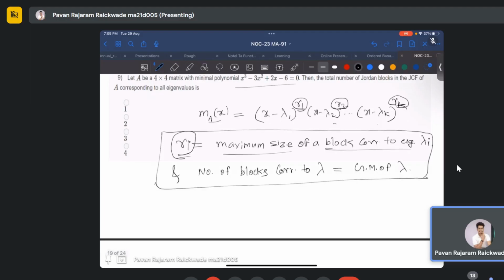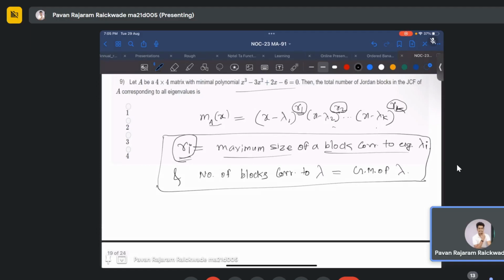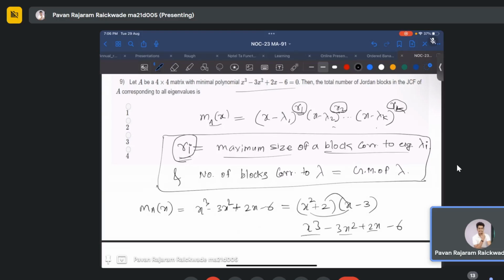Okay. Now let's come back to this question. What is the minimal polynomial given? This is x cubed minus 3x squared plus 2x minus 6. If you factorize this, I think this is (x squared plus 2) times (x minus 3). Is it correct? This is x cubed minus 3x squared plus 2x minus 6. Yes.